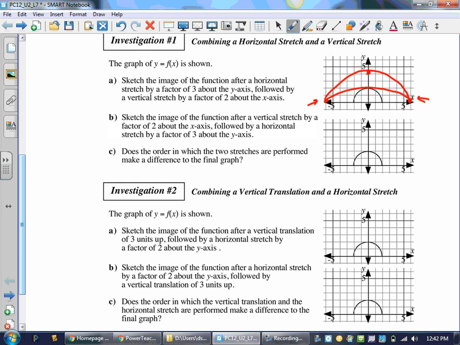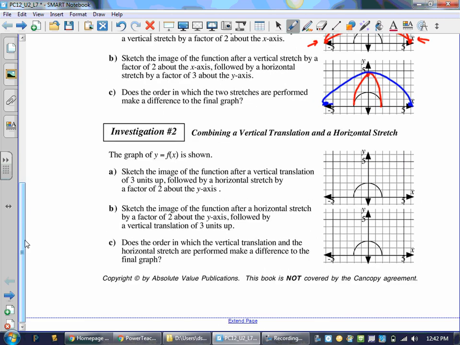Let's see if it matters which order we do it in. Letter B says, sketch the image if we do a vertical stretch by a factor of 2 first. So all the y values will be multiplied by 2, all the points. So this 2 becomes 4. I'm going to use a different color this time. Now we're going to do a horizontal stretch by a factor of 3. So take all the x values. This 2 times 3 is 6. Does it change? No. Our final result is exactly the same. So whether you do a vertical stretch or a horizontal stretch first, nothing changes.